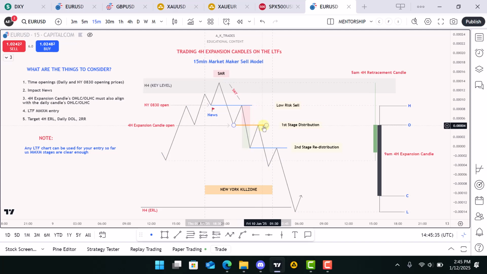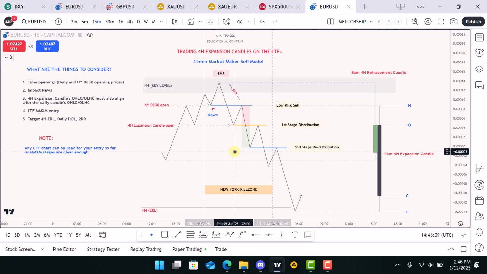So when we want to trade a 4-hour expansion candle lower, this is where I will normally set up my trade at this order block, and place my stop loss at the 4-hour expansion candle's high that reacted to the 15-minute change in state of delivery and then formed the SMT. I place my stop loss over there, and I target a 2RR or the 4-hour external range liquidity.